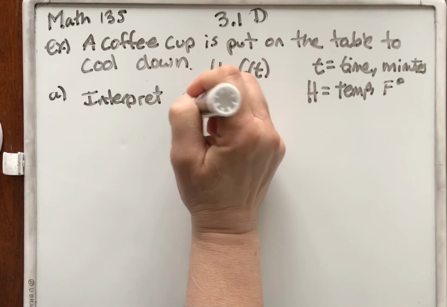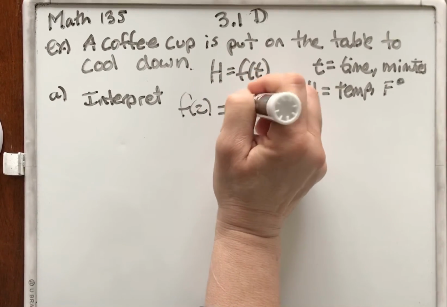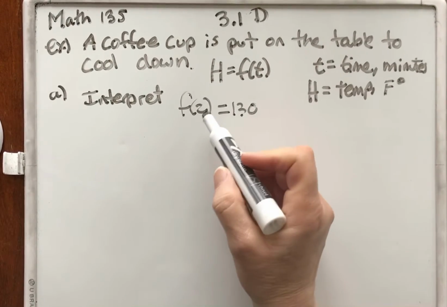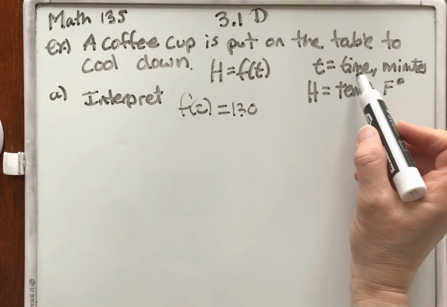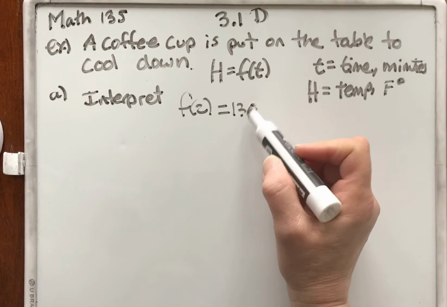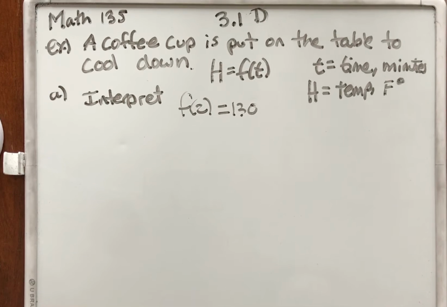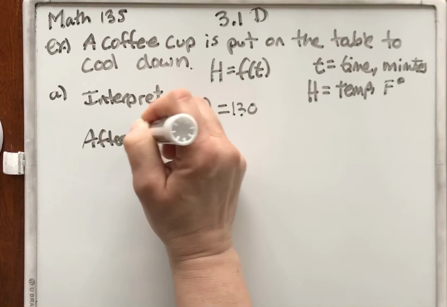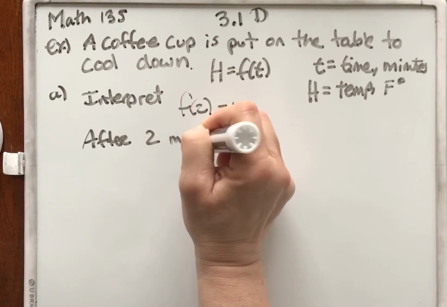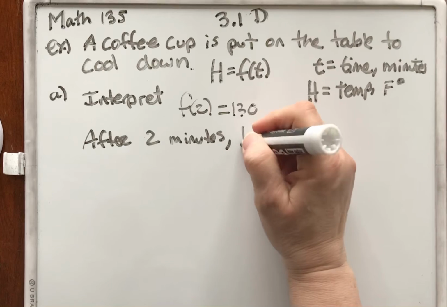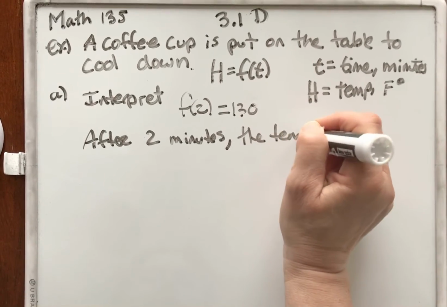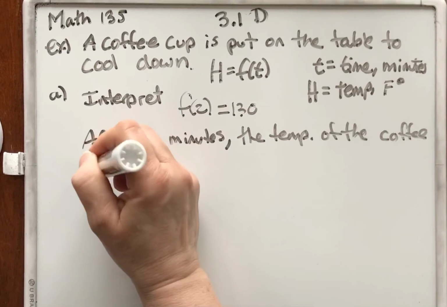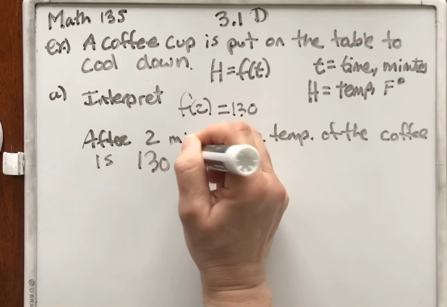F of 2 equals 130. Okay? Since 2 is the input, we're looking at time in minutes, and 130 is the output, we're looking at temperature in Fahrenheit. Okay? So we can say after 2 minutes, the temperature of the coffee is 130 degrees Fahrenheit.